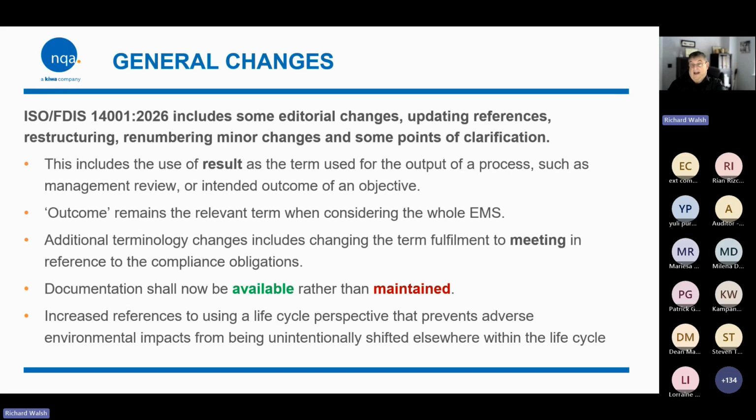And then throughout the standard as well, there's some increased references to using a lifecycle perspective that prevents adverse impacts being unintentionally shifted elsewhere within the life cycle. That's a phrase that's taken from the annex, but I think it quite nicely explains why we have to look at a life cycle perspective to make sure that we are still managing, influencing, or controlling, if we can, environmental impacts and making sure we don't unintentionally shift them onto somebody else or somewhere else within the life cycle, that we do keep control or influence over adverse environmental impacts.